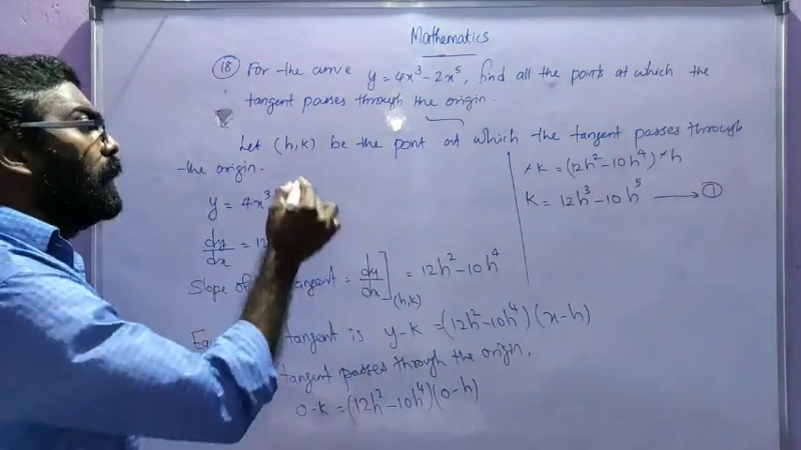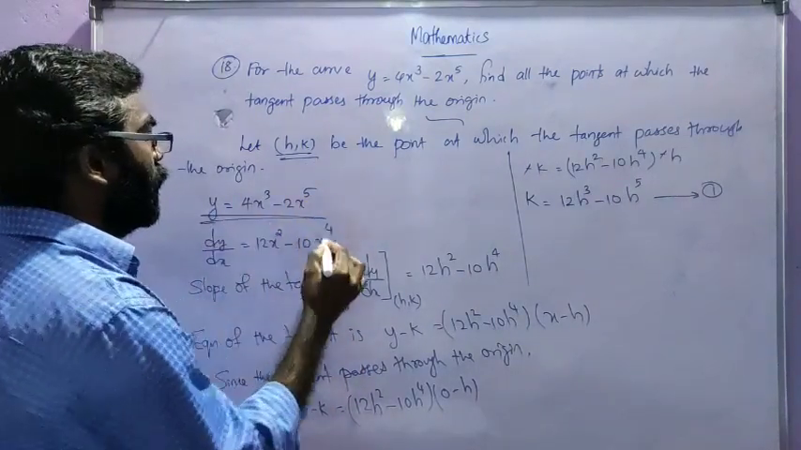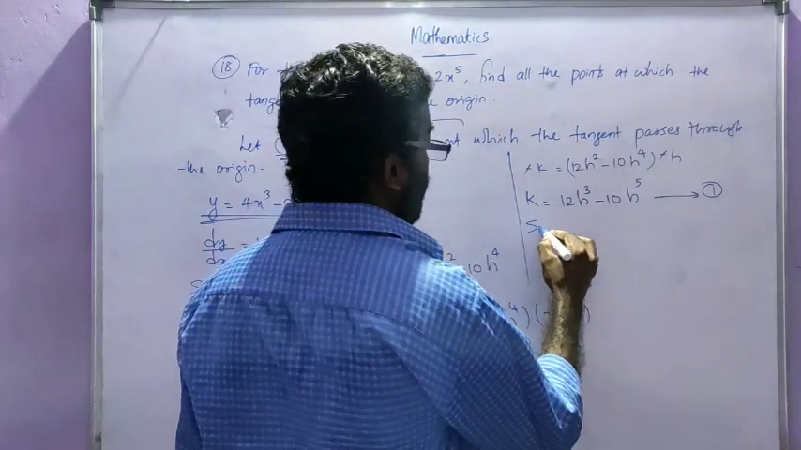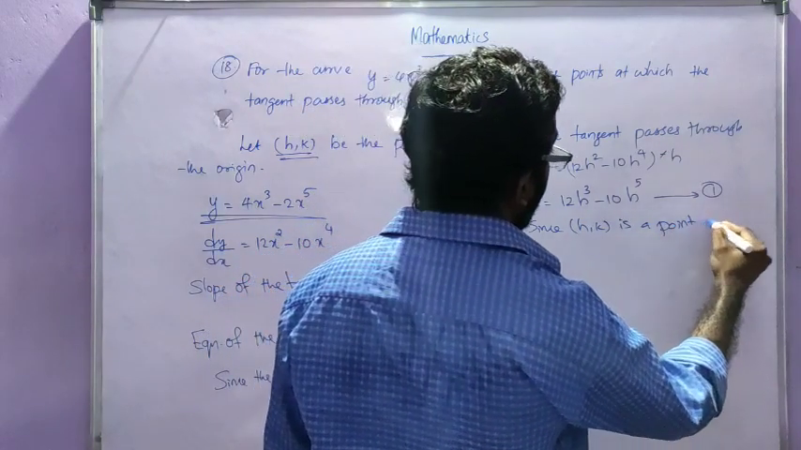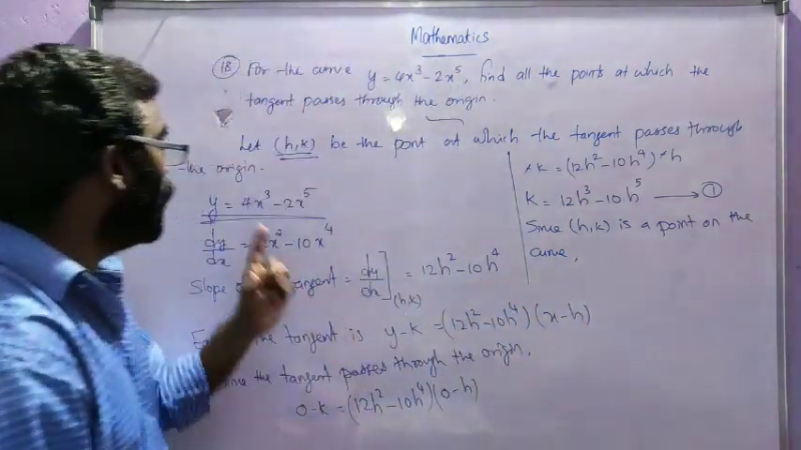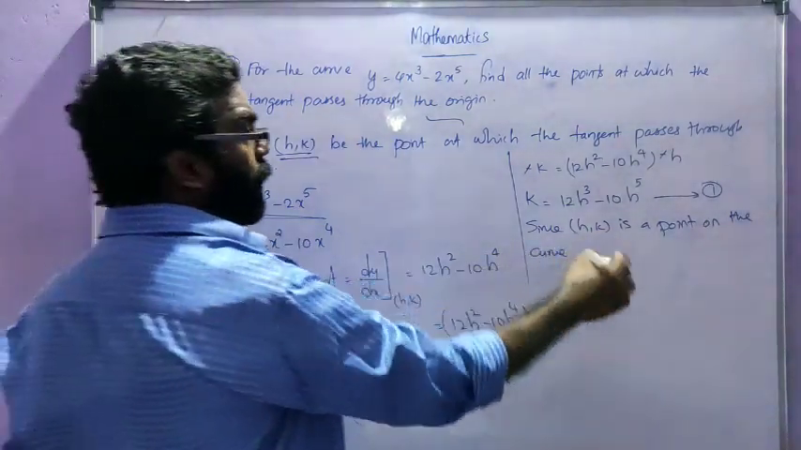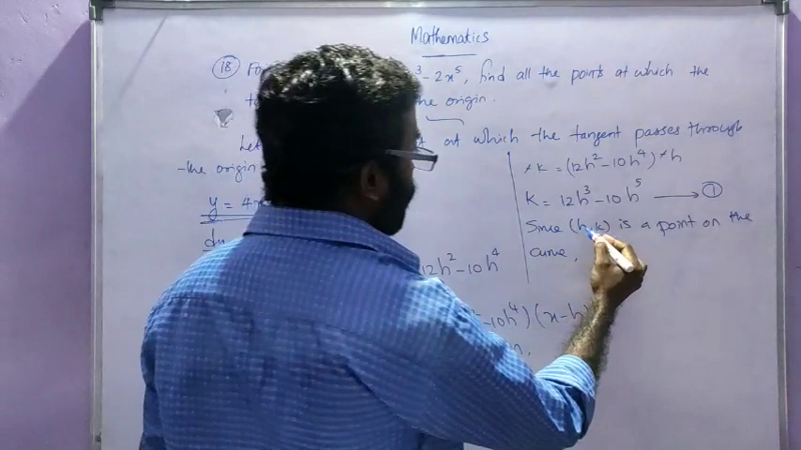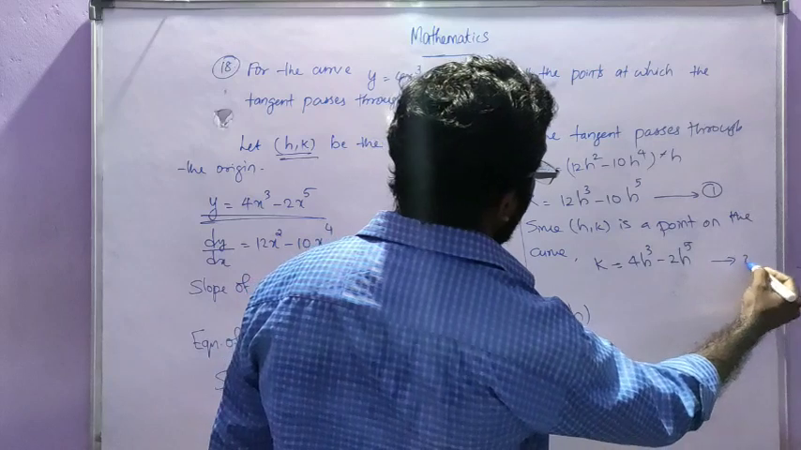And here (h, k) is a point on the curve. So it must satisfy this equation y = 4x^3 - 2x^5. Since (h, k) is a point on the curve, we can write y = 4x^3 - 2x^5. So instead of y, we can put k, and instead of x, we can put h. k = 4h^3 - 2h^5. Take it as equation number 2.